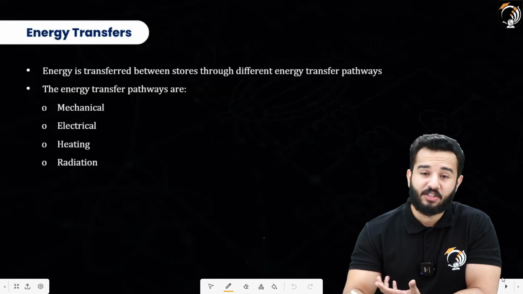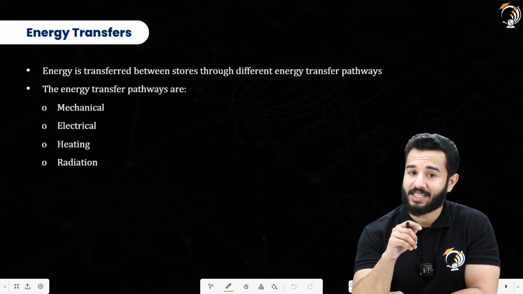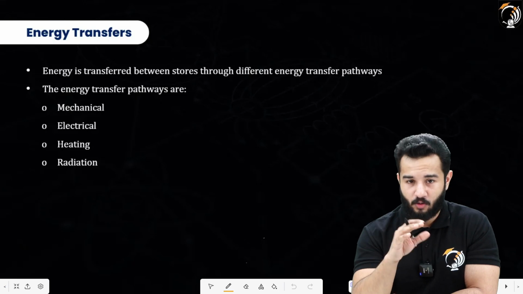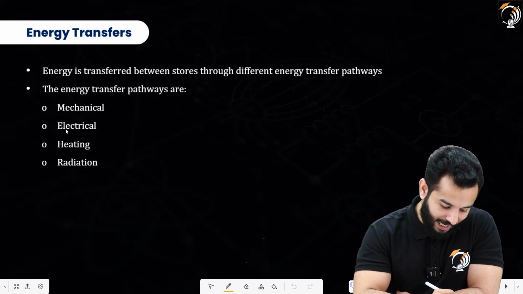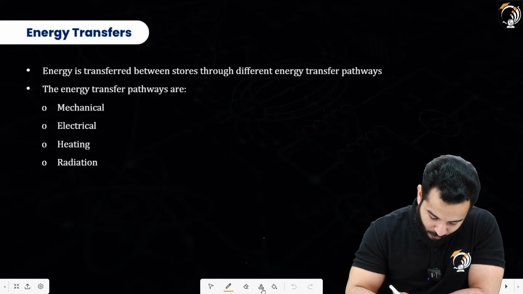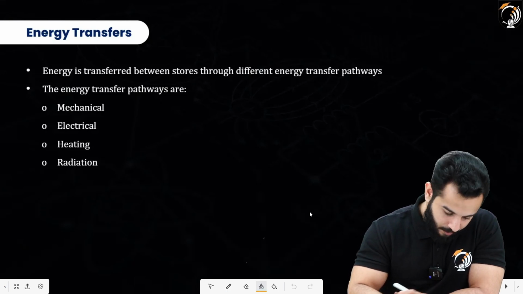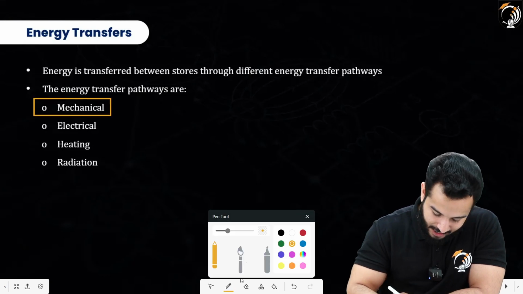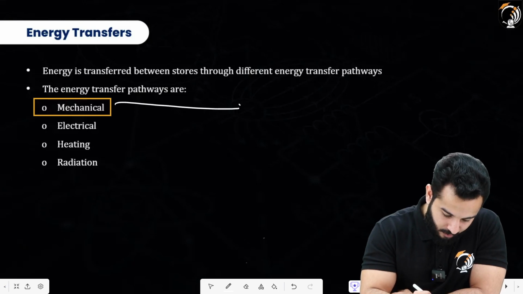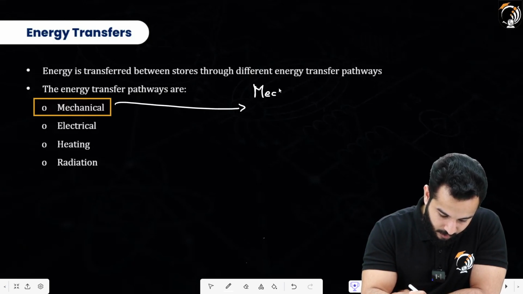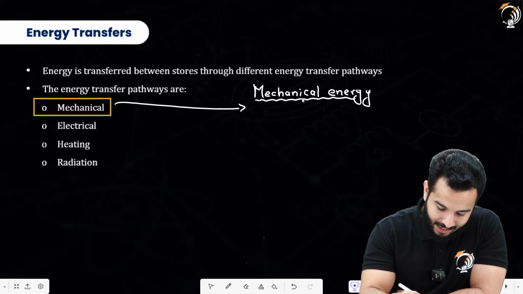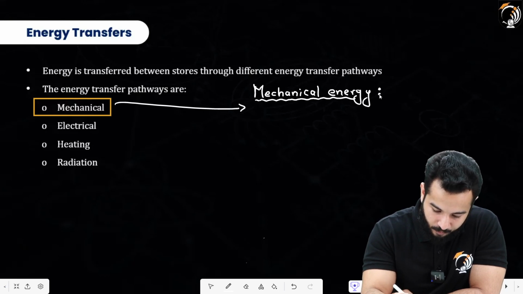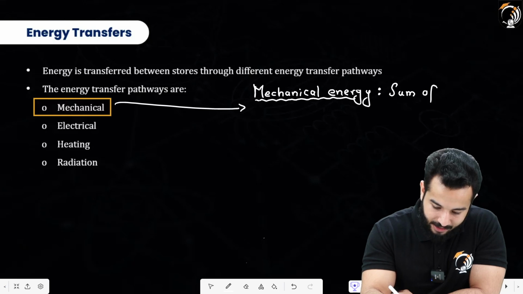Now we are going to talk about energy transfers. Energy can be transferred from one form to another form, and it can be transferred through the following pathways: mechanical, electrical, heating and radiation. Why are we talking about mechanical as a whole? Mechanical energy is nothing but the sum of kinetic energy and potential energy.